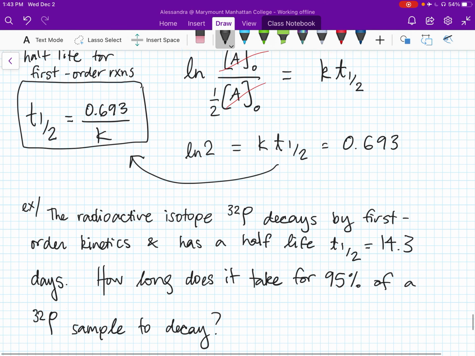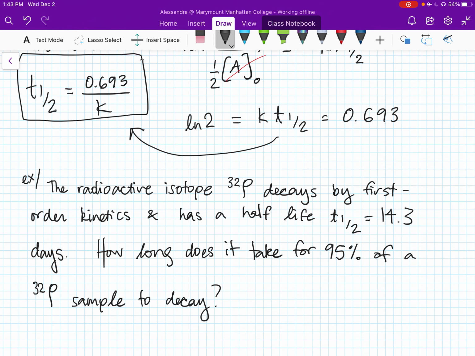Here's an example problem where I have the radioactive isotope 32 phosphorus decaying by first order kinetics. This radioactive isotope has a half-life of 14.3 days. So that means it's going to take 14.3 days for half of it to decay. How long does it take for 95% of a sample of 32 phosphorus to decay? So I suggest you take a moment, pause the video, write down the problem, and think about how you would approach it before resuming.